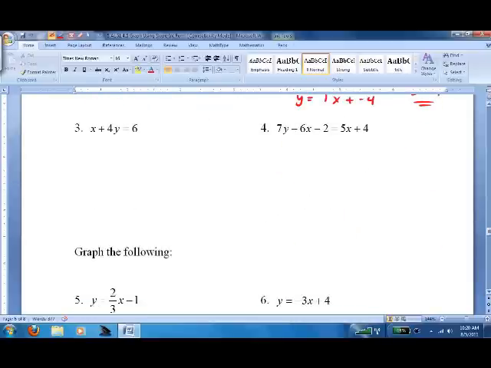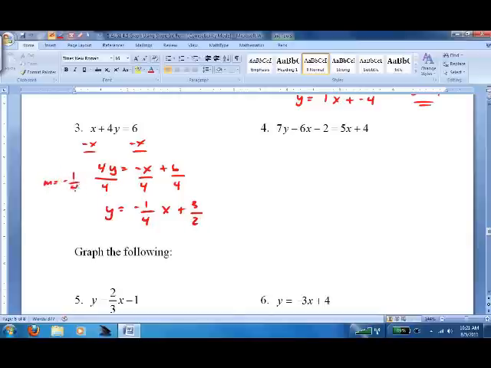X plus 4y equals 6. Now we get some stuff that looks a little bit more challenging and something we'd expect to see in a real problem. Divide by 4, divide by 4, divide by 4. Y equals -1/4 x plus 3 over 2. Some slightly ugly numbers, but that's fine. M equals -1/4. B equals 3 over 2.